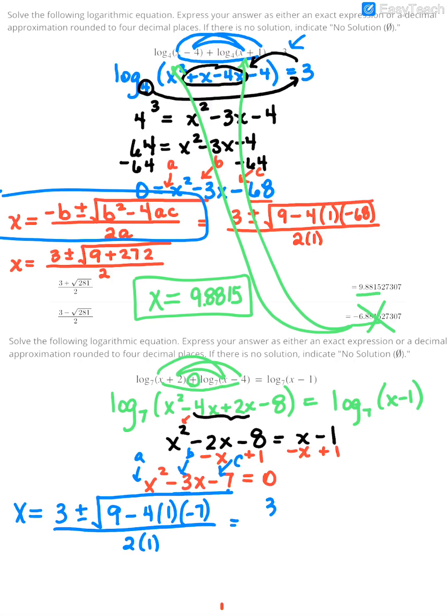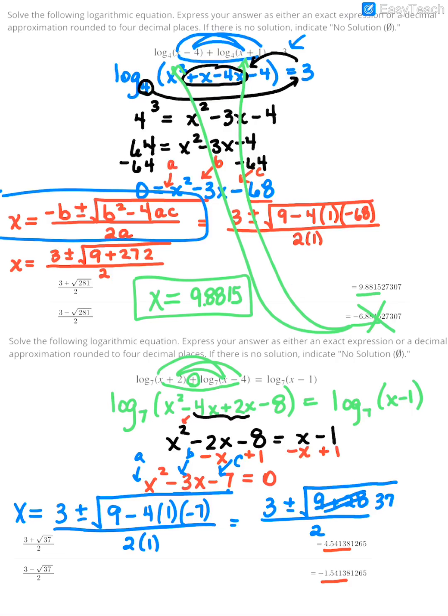So when I simplify, I've got a 3 plus or minus the square root of a 9 plus a 28, divided by 2. I'm just going to go ahead and say that becomes a 37 under there because I'm ready to go ahead and punch it into my calculator. Okay, so when I punch this particular one out, I have an answer of 4.5413. That's going to round because of the 8. And then I have a negative 1.54, and again, that's going to round because of the 8.